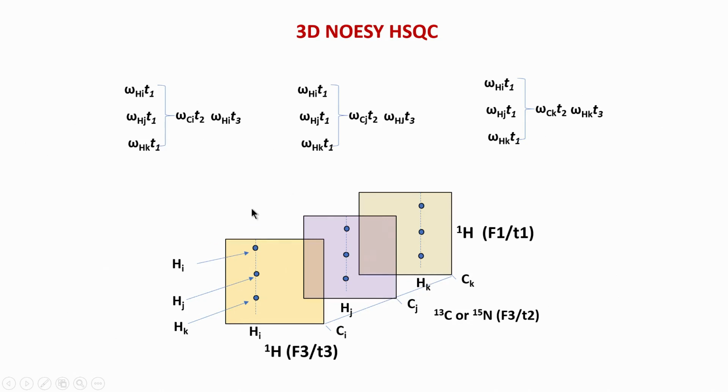So, let me show you a correlation: this corresponds to this, this corresponds to this, and this corresponds to this. Okay. So, for this combination here, for a given Hi in T3 and Ci in T2, for that combination, that is a plane. So, we can say this is the plane we are looking at.